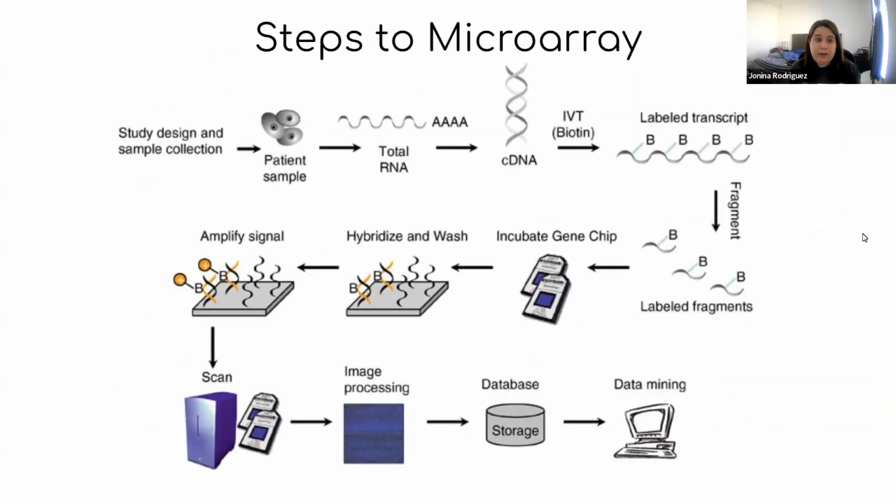And here are some of the steps of the microarray. You start with your study design and sample collection, and then you get your patient sample. You get the total RNA, and you extract the cDNA from that. Then you label it. You amplify the signal by putting it through PCR. Then you fragment and label the fragments. You put it on your gene chip. You hybridize and watch those RNA sequences, and then you help amplify the signal using PCR. You scan it via computer. It'll image and process the image so you can see the analysis, and then you put it into one of the many databases that are offered to show the sequencing for these steps.